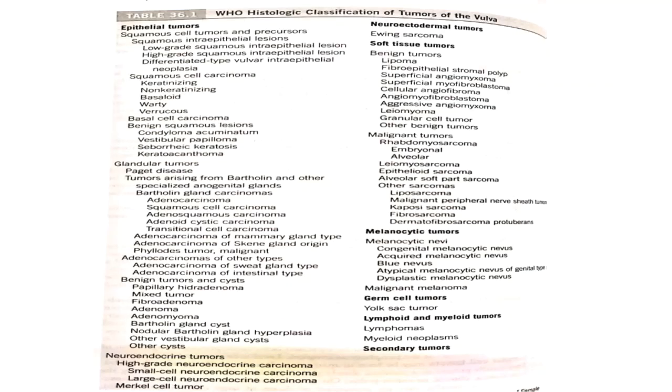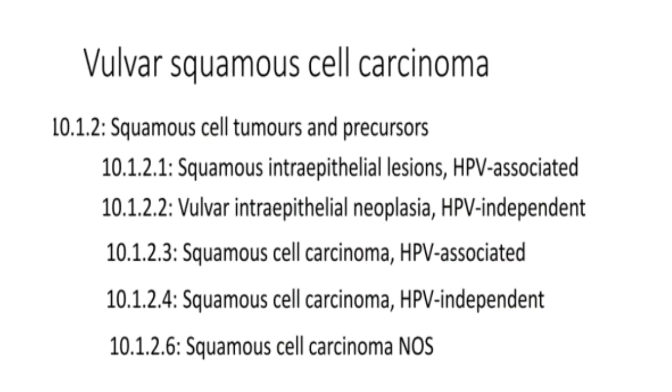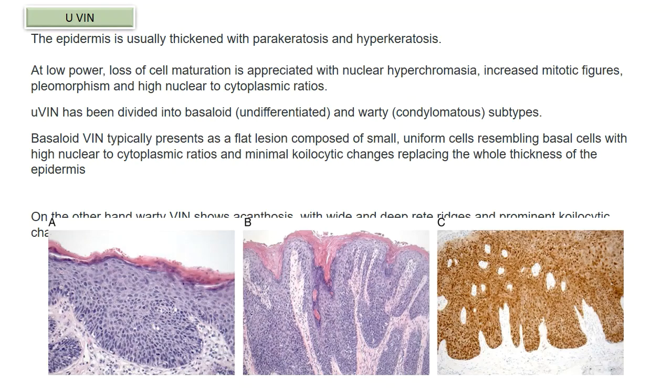Again, I showed you this slide previously. This is a WHO list of the vulvar tumors, of which I'll discuss the vulvar squamous carcinoma in detail along with its precursors. The usual type VIN. What happens here? The epidermis is usually thickened with parakeratosis and hyperkeratosis. At low power, there is loss of cell maturation with nuclear hyperchromasia, increased mitotic figures, pleomorphism, and high NC ratio.